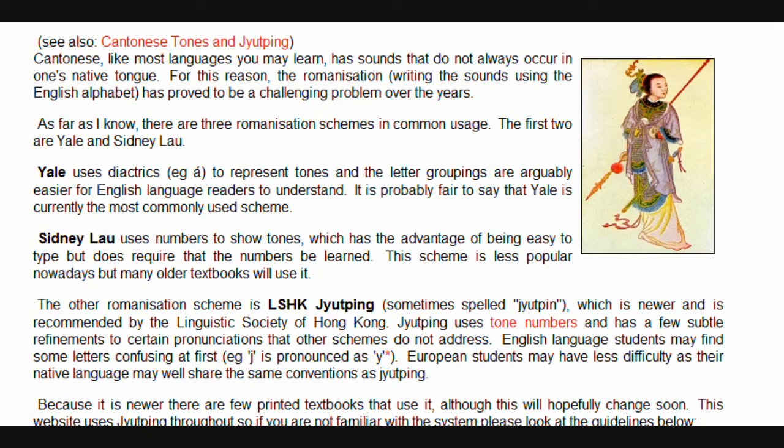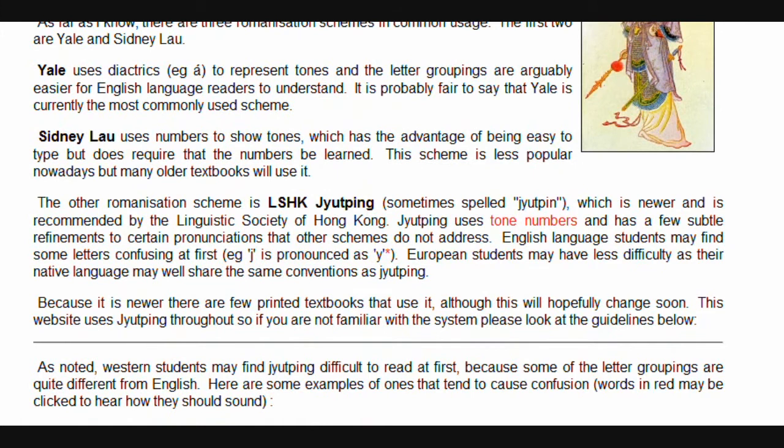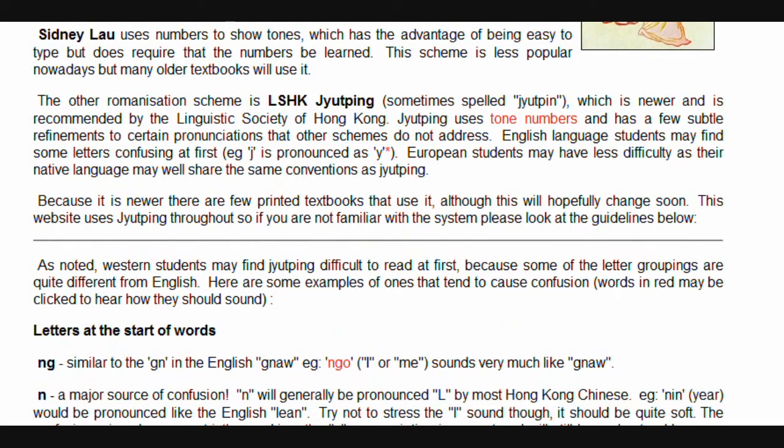The other romanization scheme is LSHK Jyutping, sometimes spelled Jyutpin, which is newer and is recommended by the Linguistic Society of Hong Kong. Jyutping uses tone numbers and has a few subtle refinements to certain pronunciations that other schemes do not address. English language students may find some letters confusing at first, e.g. J is pronounced as Y. European students may have less difficulty as their native language may well share the same conventions as Jyutping. Because it is newer, there are few printed textbooks that use it.